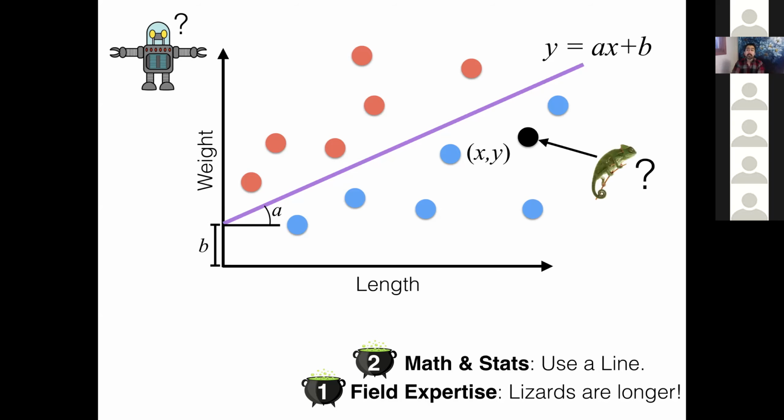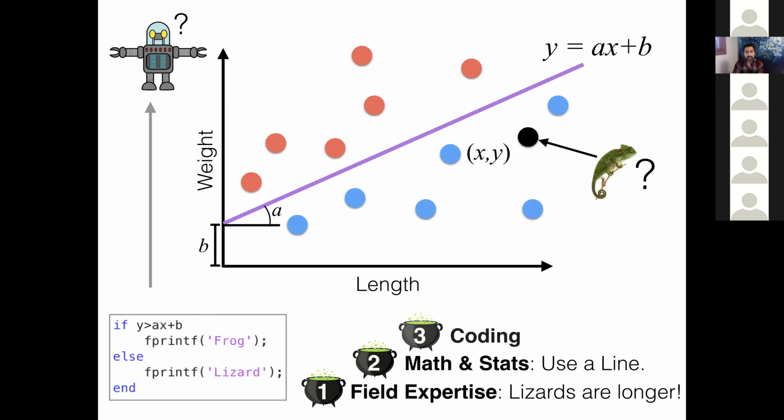Now, given a new animal that we don't know if it's a frog or a lizard, what we would need to do is to check, is this animal above or below the line? And if I want my robot to decide that, I just need to write a little piece of code, right? For example, here, if y is bigger than ax plus b, that means that you are above the line, that means you are a frog, else you are a lizard. And that's exactly how we would do it.